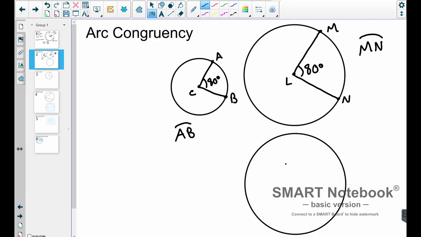Then you'd think, okay, we know that the arc measure is equal to the central angle. So this arc AB is going to equal 80 degrees, and this arc MN is going to equal 80 degrees. You'd think in this case they'd be congruent, but that is not the case. There's another factor at play here, and you could probably guess it from looking at it, and that is the size of the circle. So in order for arcs to be congruent, they must have the same measure, and they must be on the same size circle.